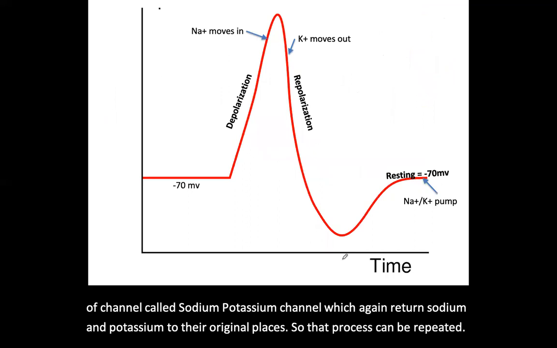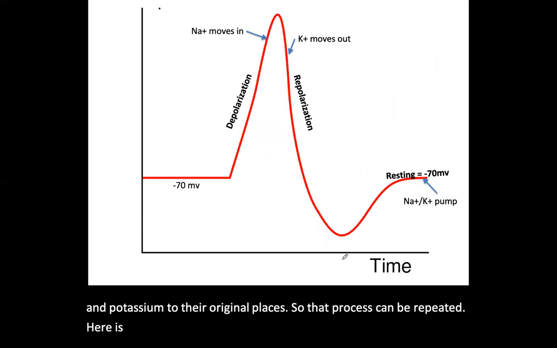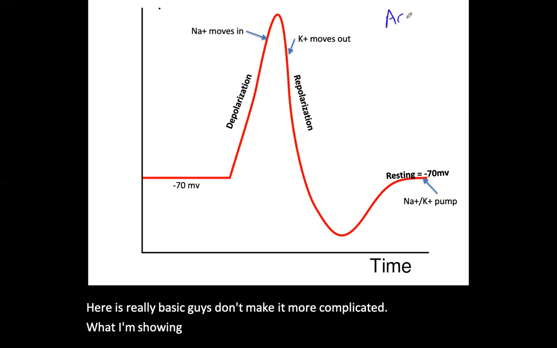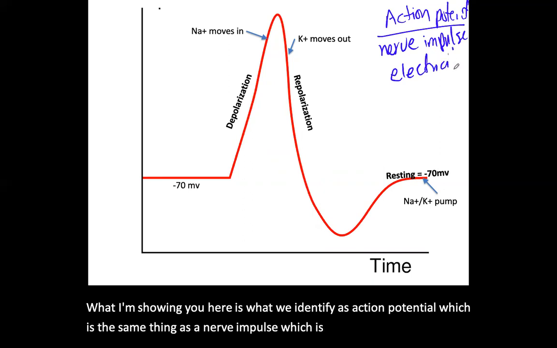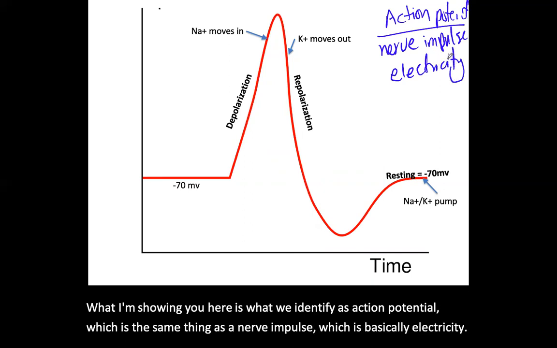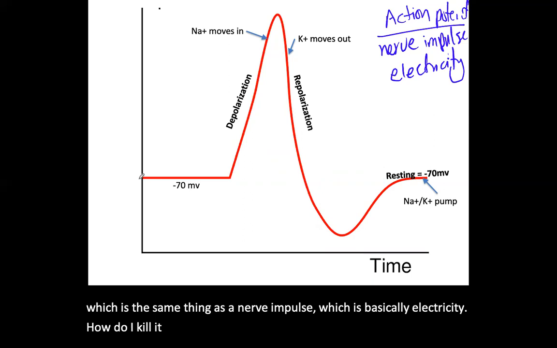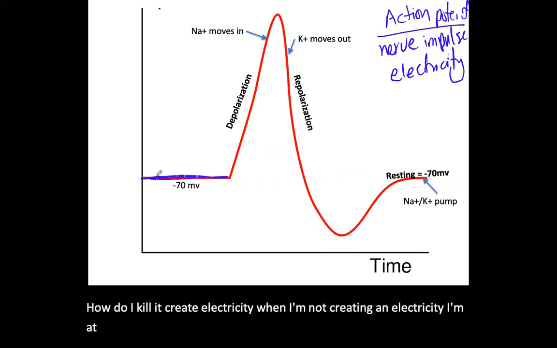So here is really basic, guys. Don't make it more complicated. What I'm showing you here is what we identify as action potential, which is the same thing as a nerve impulse, which is basically electricity. How do I create electricity? When I'm not creating electricity, I'm at -70.